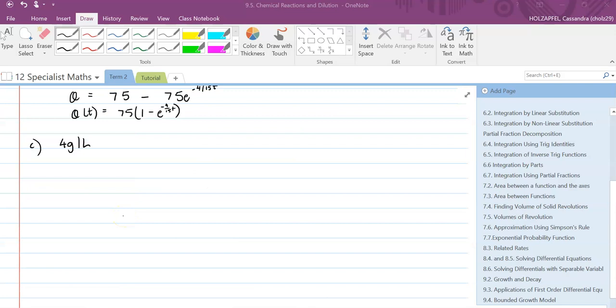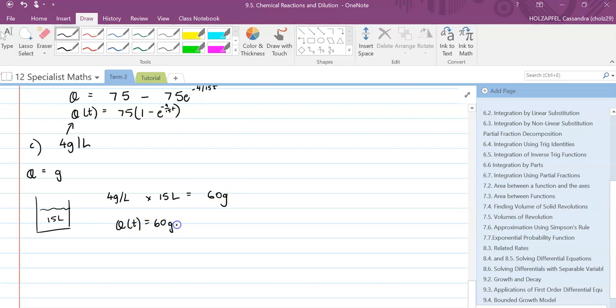Something to be really careful of with this problem, and I know it's really tempting to do this because it's the first thing I was tempted to do, is to substitute this 4 grams per litre right away into that Q. But remember what we defined Q as. Q was defined as the mass in grams. It wasn't defined as the concentration. So if we go back to our tank, we have 15 litres of pure water at any time in the tank because the input rate is the same as the output rate. So if we've got 4 grams per litre and 15 litres in the tank, then in total we're going to have 60 grams in the container. So then Q(t) is going to be equal to 60 grams.